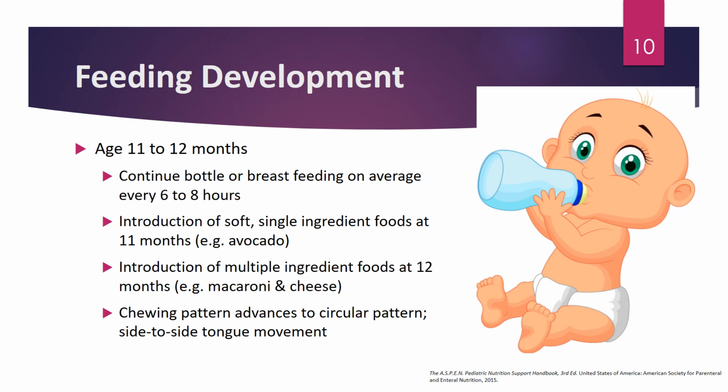From age 11 to 12 months, they continue bottle or breastfeeding, but now they're only doing so every 6 to 8 hours. They may have introduction of soft single ingredient foods like avocado, or multiple ingredient foods at 12 months like macaroni and cheese, for example. And their chewing pattern essentially is still advancing more to a circular pattern at this point, with side-to-side tongue movements, which essentially is starting to get more similar to what we see in adult patients.